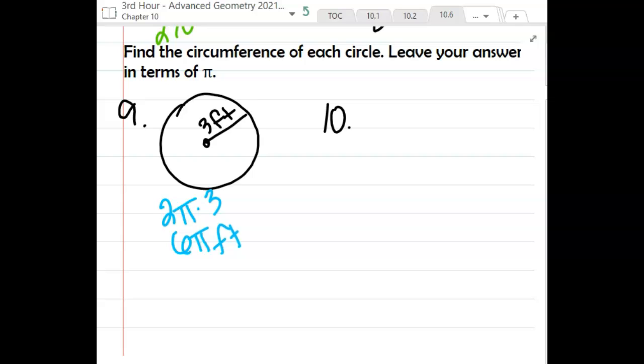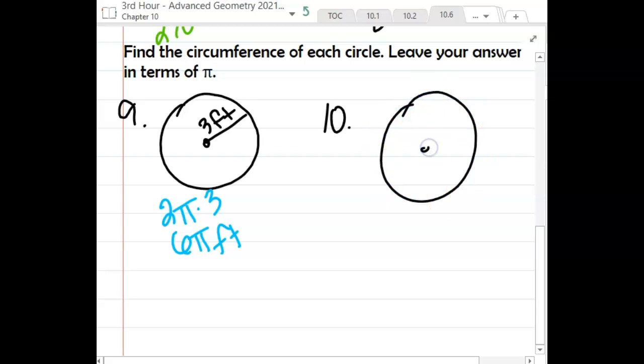Okay, and then last one. Let's do a circle that has this dimension of 10 inches. So will I use pi times diameter or 2 pi r? I'll probably use pi times diameter because that's just the diameter, going all the way across. So if I take pi times diameter, I get 10 pi. So I'm going to leave it in terms of pi, and then we'll throw the inches on there at the end.